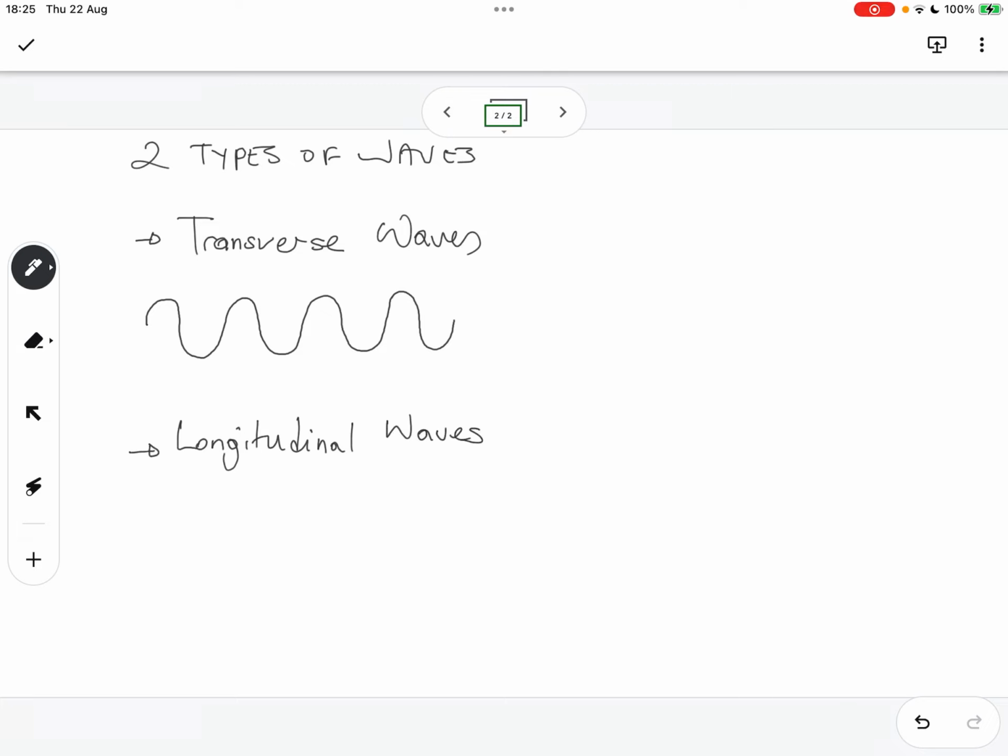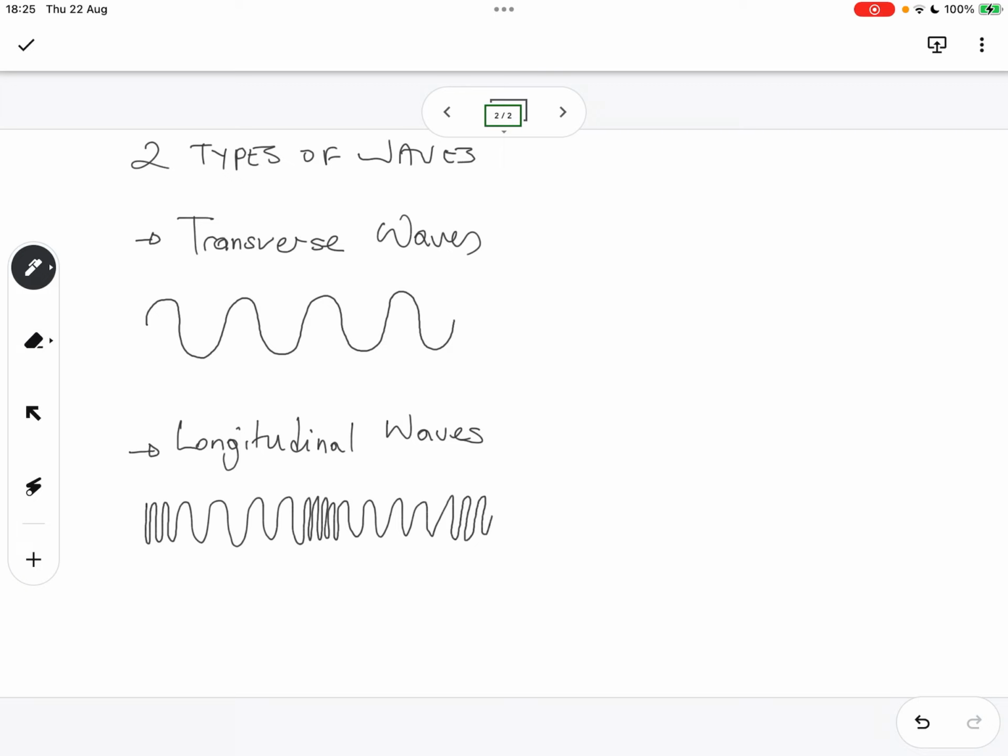Longitudinal waves, right? And longitudinal waves have parts where they experience compression and parts where they experience rarefaction. So I'll just do something like this. So this would be a representation of longitudinal waves.